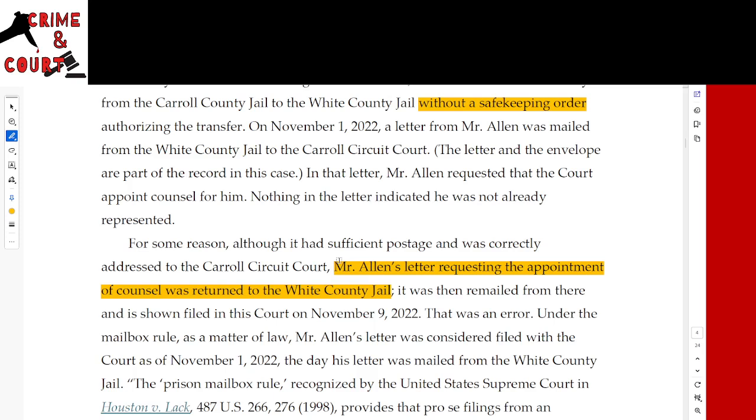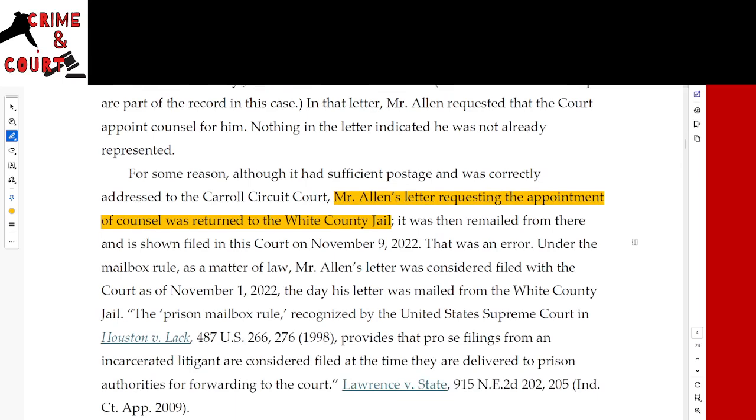It was then remailed from there and is shown filed in this court on November 9th, 2022. That was an error. Under the mailbox rule, as a matter of law, Mr. Allen's letter was considered filed with the courts as of November 1st, 2022, the day his letter was mailed from the White County Jail. The prison mailbox rule, recognized by the United States Supreme Court in Houston versus Lack, provides that pro se filings from an incarcerated litigant are considered filed at the time they are delivered to prison authorities for forwarding to the court.